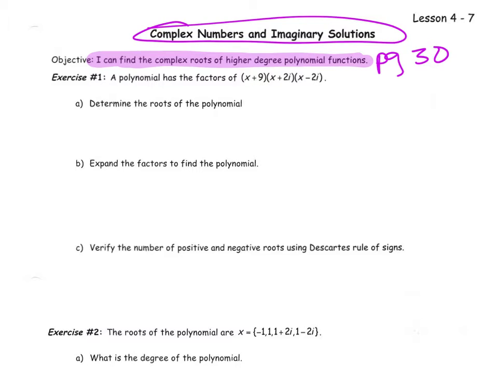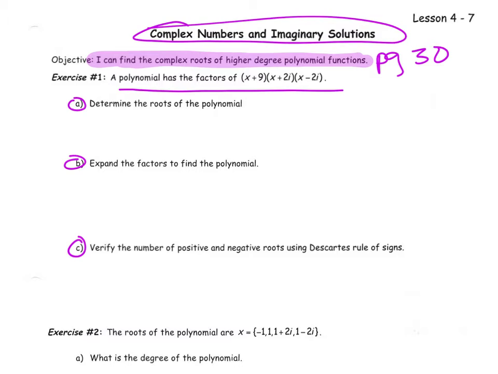So the first exercise, we have a polynomial that has the following factors. Determine if they are roots of the polynomial, expand the factors to find what the polynomial is, and then verify the number of positive and negative roots using Descartes' rule of signs. So the first part should be pretty easy.